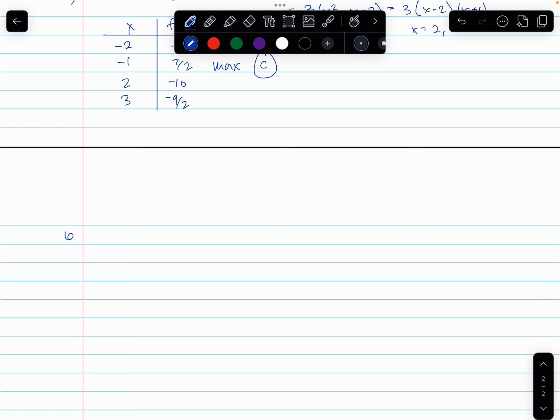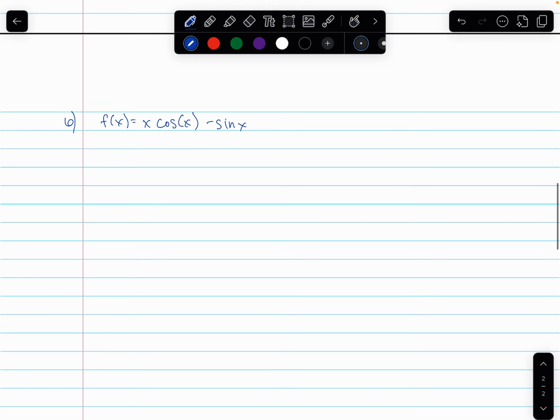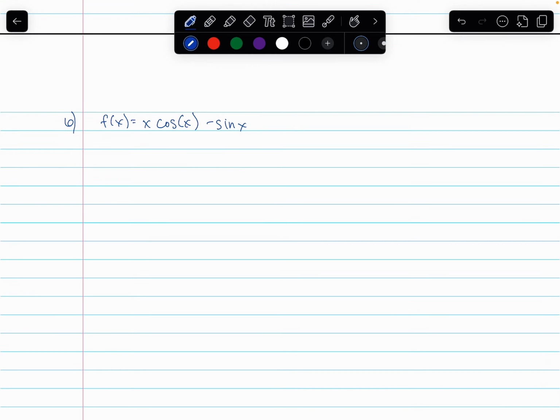And then last but not least, we have question 6. So we have let f of x equal x times cosine of x minus sine of x. What is the absolute maximum on the candidates test? So let's find f prime.